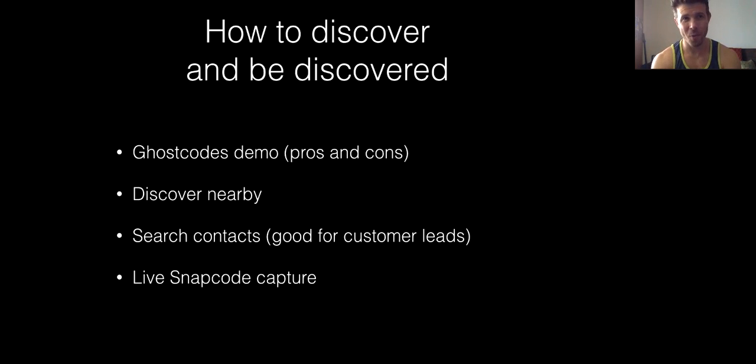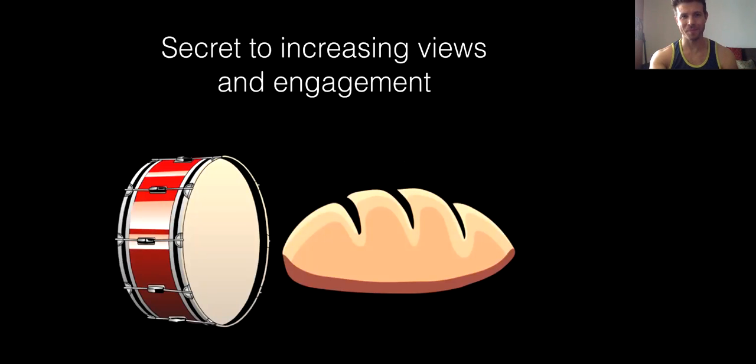And then the final way is, of course, the live snap code capture, which is what we did at the very beginning of this presentation. So somebody opens up their snap code and you hover your phone over it, hold your finger on the screen. You're not taking a picture, you're just telling it that there's a snap code in the camera, and then it will analyze the QR code and bring up their account for you to follow.